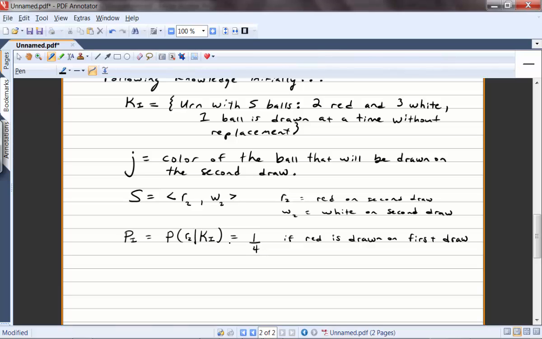Remember, I told you these probabilities that we assign to the states, we know them with certainty. But it seems in this case, if you just take a glance at this example, it seems like these probabilities are not known with certainty because it depends on what was drawn on the first draw, right? Probability that red is drawn on the second draw, given our knowledge initially, would be equal to 2/4 if white was drawn on the first draw.